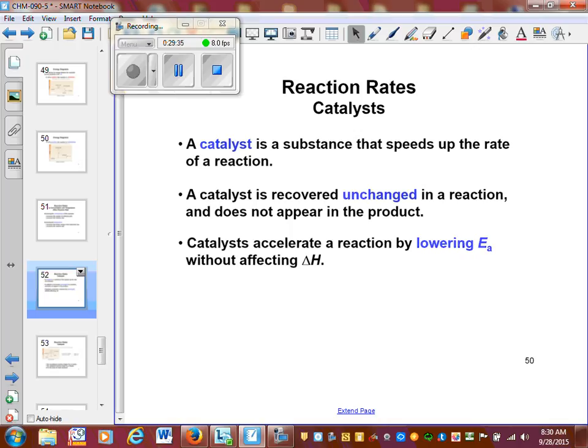Give me an example of a catalyst. Baking soda and cookies. Yeah, you make the cookies. Catalytic converter. Catalytic converter in a car. How about a biological example? Enzymes are catalysts.